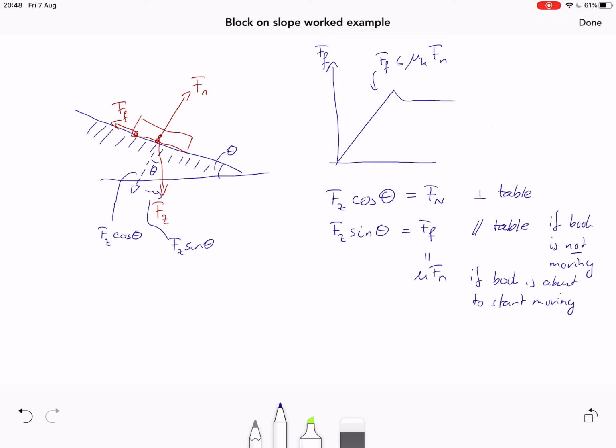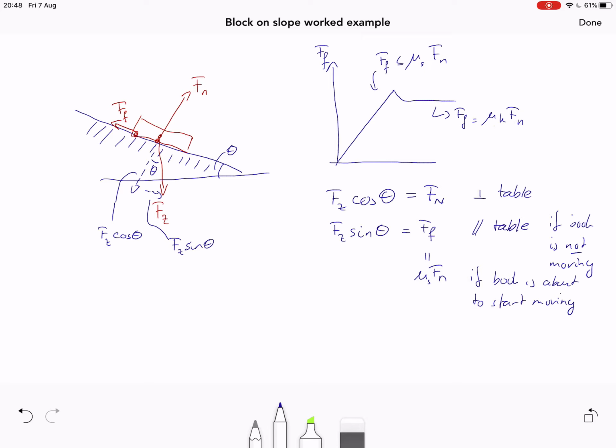Of course, I made a little mistake. I see this, of course, is the static one. Since we're turning the table slightly until the point that the book is starting to move, this should be the coefficient of static friction.